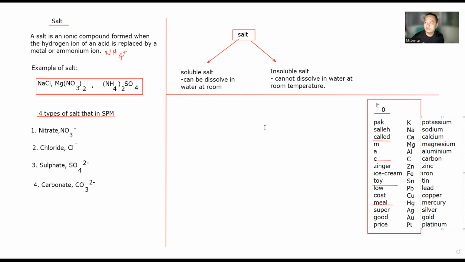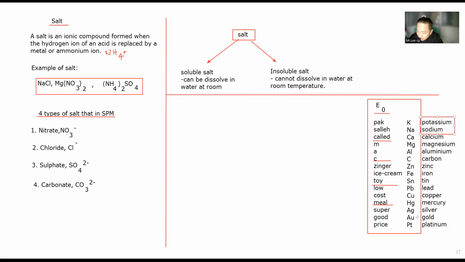Right, this is what we have. You copy it down. Now, first of all, I want you to know this. These two, potassium and sodium, are very, very active. Because they are very active, they react very easily. So from here, you know.